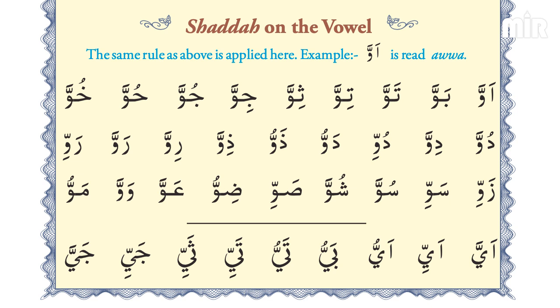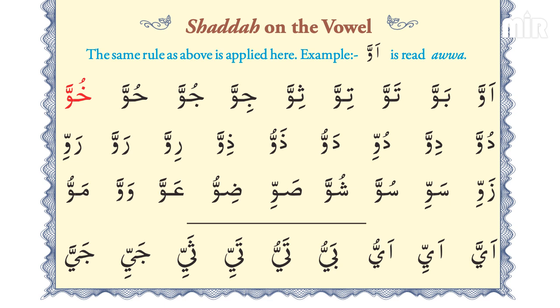As we know, we have three vowels in Arabic. So Shadda comes either on Waw or on Ya. How do we read? The same thing we have to keep in mind, to stay on that letter where the Shadda is placed. Avva, bavva, tavva, tivva, thivva, jivva, juvva, hawwa, khuwwa.